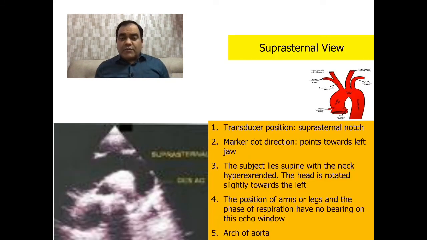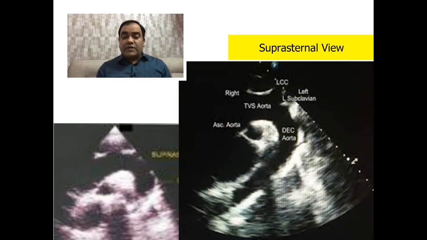Now in last, come on to the suprasternal view. In suprasternal view, the transducer position is at the suprasternal notch. The marker dot direction points towards the left jaw. The subject lies supine with the neck hyperextended. The head is rotated slightly towards the left. The position of the arms or legs and the phase of respiration have no bearing on this echo window. And the arch of aorta is clearly visualized in this view.